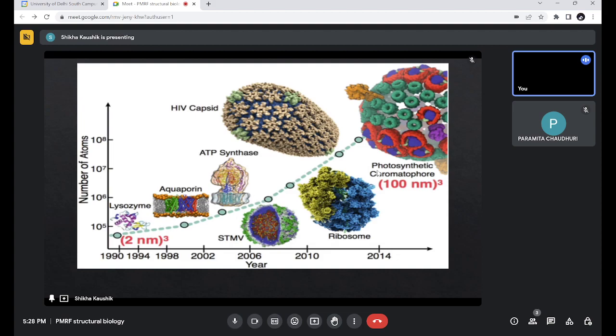Initially, in the 1990s, we could decode the structure of lysozyme only, but now we have reached a stage where we have so many structures. If I talk about just the PDB, we have around 170,000 structures, out of which 30 to 40,000 are unique structures. So we have come so far with the help of this software, structural biology techniques, and these molecular simulation tools.